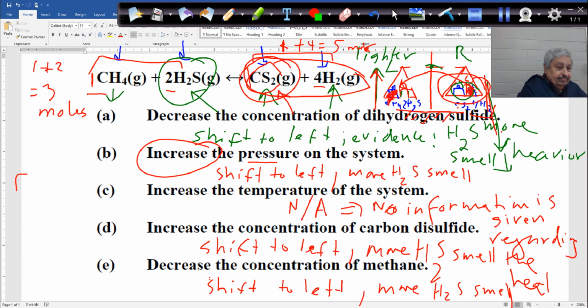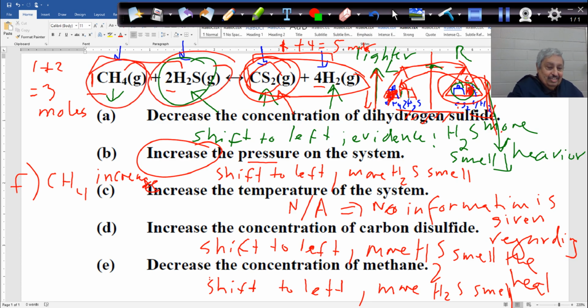How about if I increase CH4? If I add more H here, this one will be heavier. The shift will be to the right. If I increase the methane, the shift will be to the right.